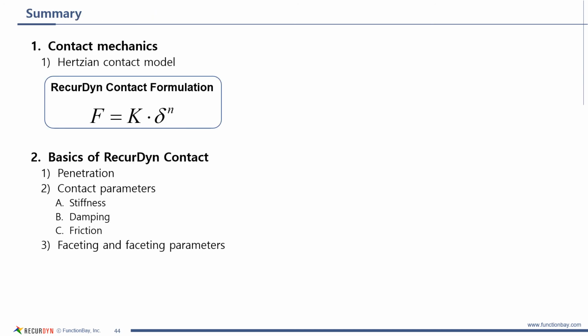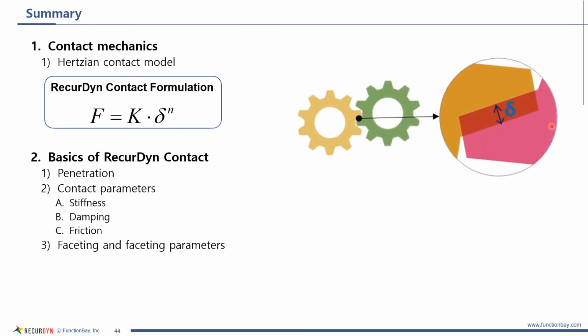I have explained the wide range of information about contact. So let's review the summary so far before moving to the next chapter. First, RecurDyn Contact is based on Hertzian contact model. And this is the basic formula. And please remember that RecurDyn uses the penetration to calculate the contact force. Delta here is the penetration.